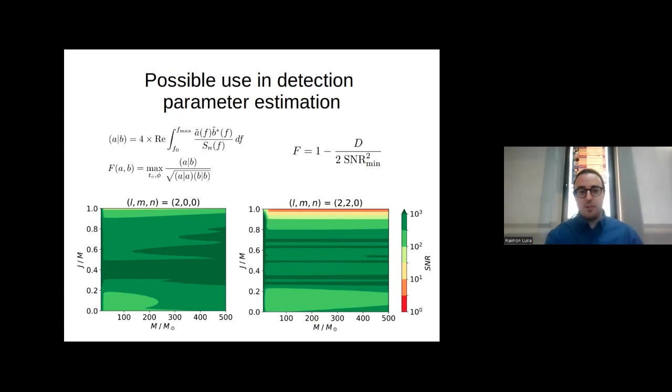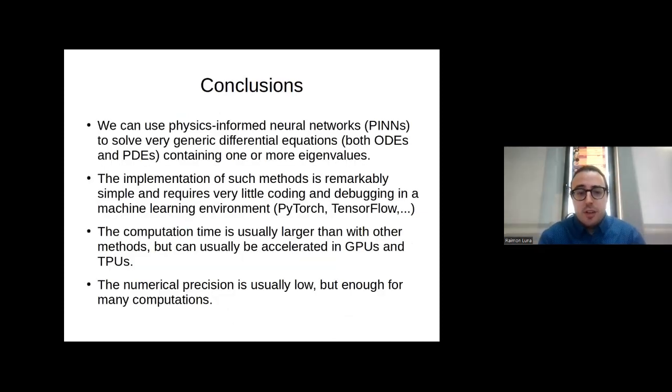Okay. So in conclusion, I would say that we can use these physics-informed neural networks to solve very generic differential equations, which are both ODEs and PDEs. We've tried both, containing one or more eigenvalues or parameters that have to be fitted. And I want to highlight this very generic part, because we don't have to impose much. So these equations can be whatever we like. We can have analytic coefficients, numerical coefficients. The boundary conditions can be as complex as we want, and the network should be able to solve them, because at the end we're just fitting parameters by gradient descent, right? So the scope of applicability of these networks is very wide.